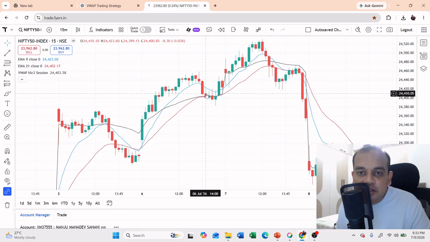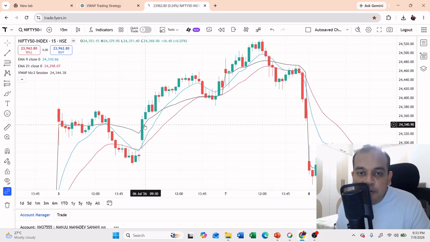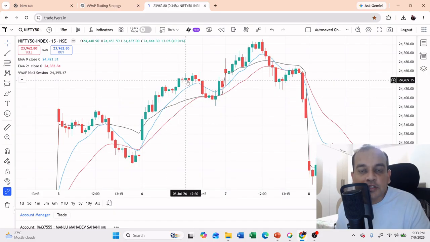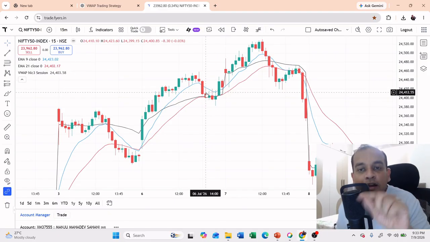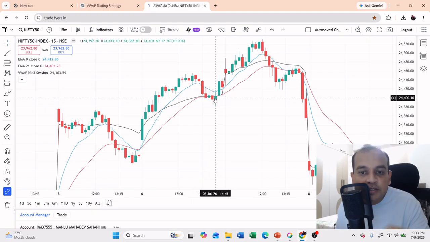Now what happens here is that whenever the price is above the volume weighted average price and it comes back again, this is the place where you take the entry. Now couple this with EMA as well, exponential moving average. This is there, okay, fine.